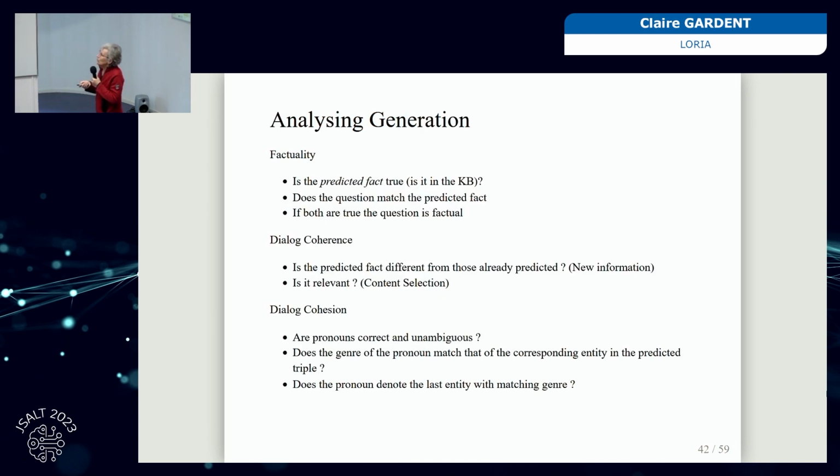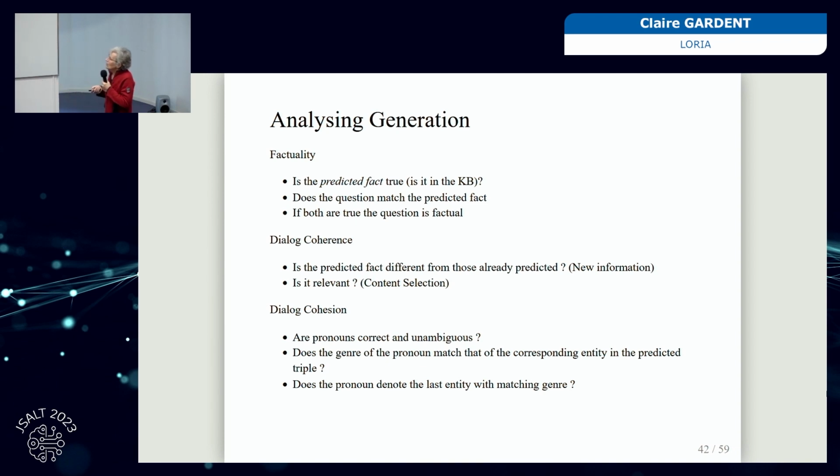And what this allows us to do is to have, again, a more transparent analysis of what's going on. It allows us to look at factuality, because we can look at the predicted fact and check whether it's in the knowledge base. Then we can look at whether the question actually matches the predicted fact, and if both are true, then we can assume that the question is factual. So it gives us an easy way to check whether the question is actually factual without having to compare a natural language question with knowledge-based triples.